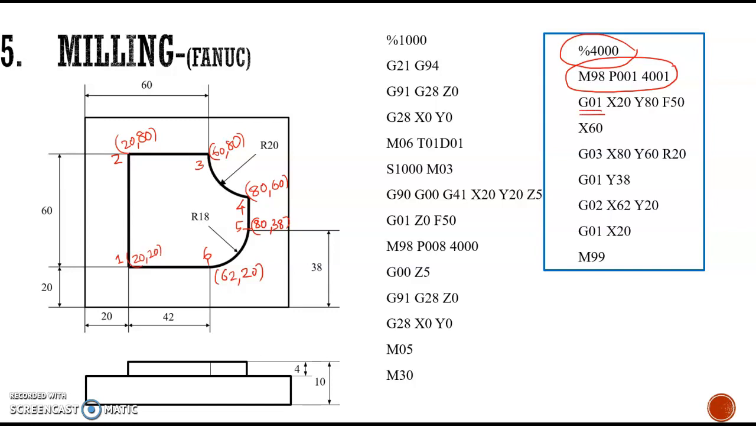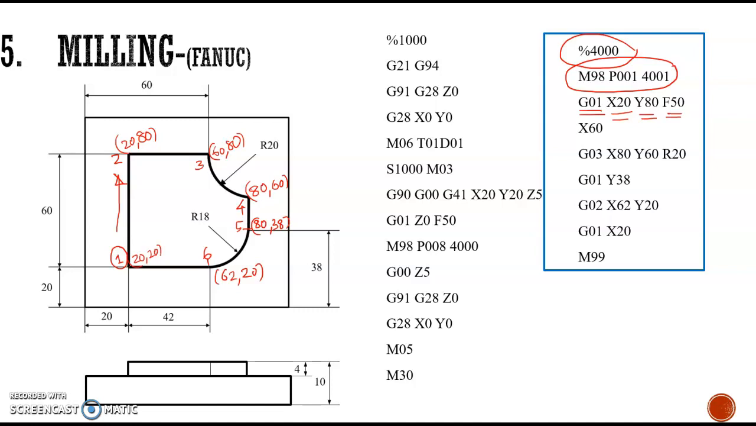So in linear interpolation, we need to move the tool in a linear direction. So assume that the tool is in the first location before starting the subprogram. In the subprogram, we have to move the tool to position number 2, and the position number 2 coordinates are given, that is 20 and 80. So X20, Y80, and the feed rate is 50 mm per minute.